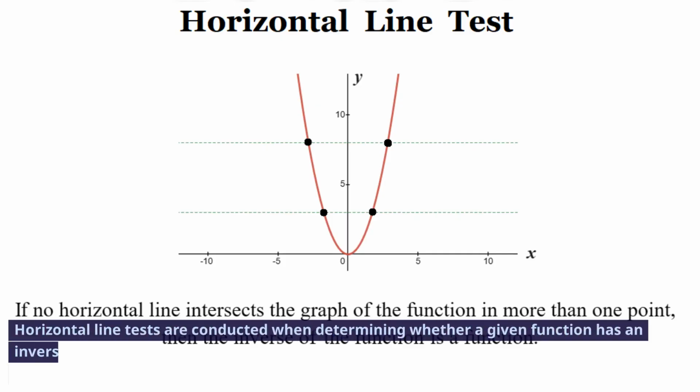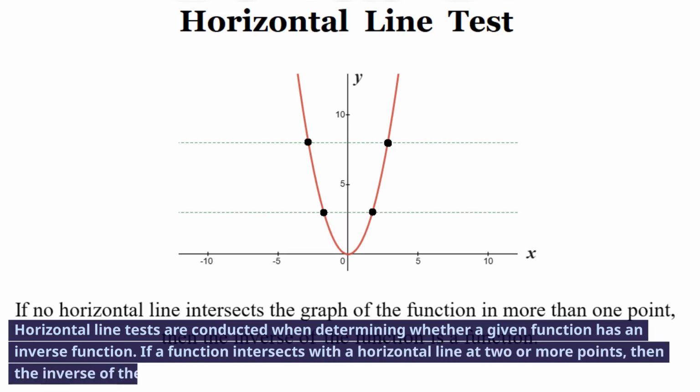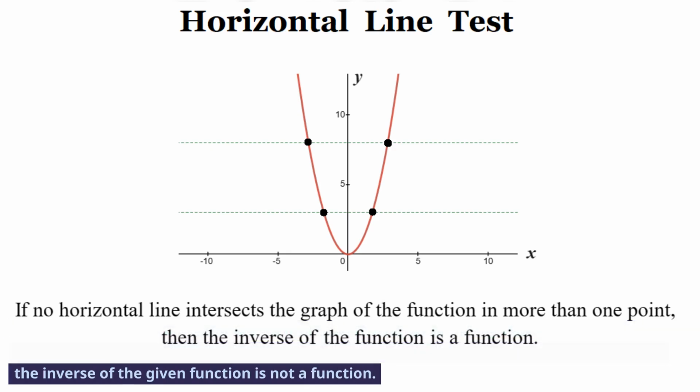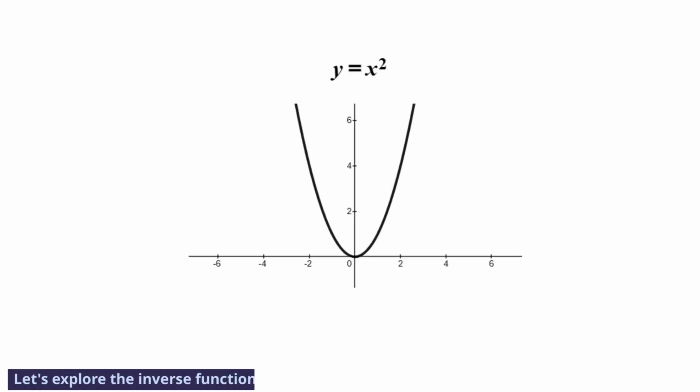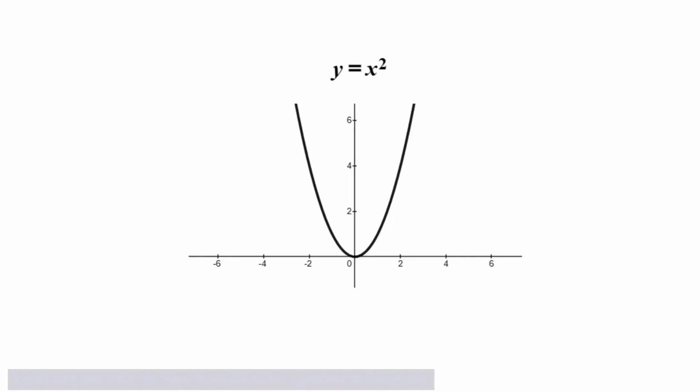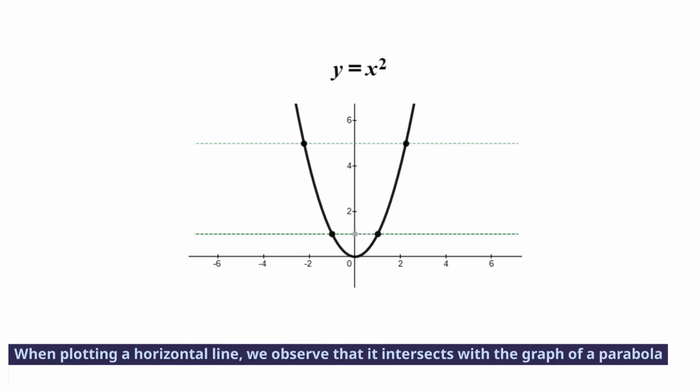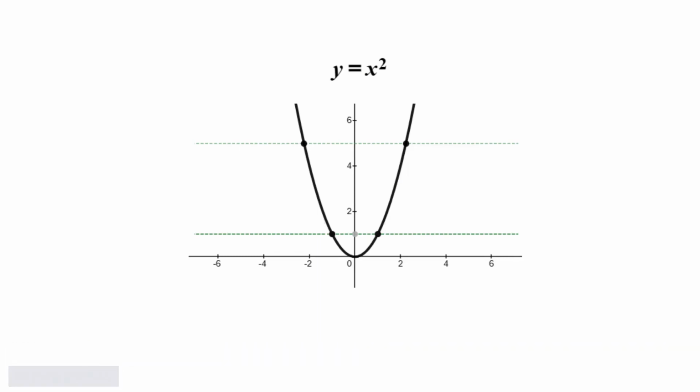Horizontal line tests are conducted when determining whether a given function has an inverse function. If a function intersects with a horizontal line at two or more points, then the inverse of the given function is not a function. Let's explore the inverse function of a quadratic function. When plotting a horizontal line, we observe that it intersects with the graph of a parabola at 2 points.